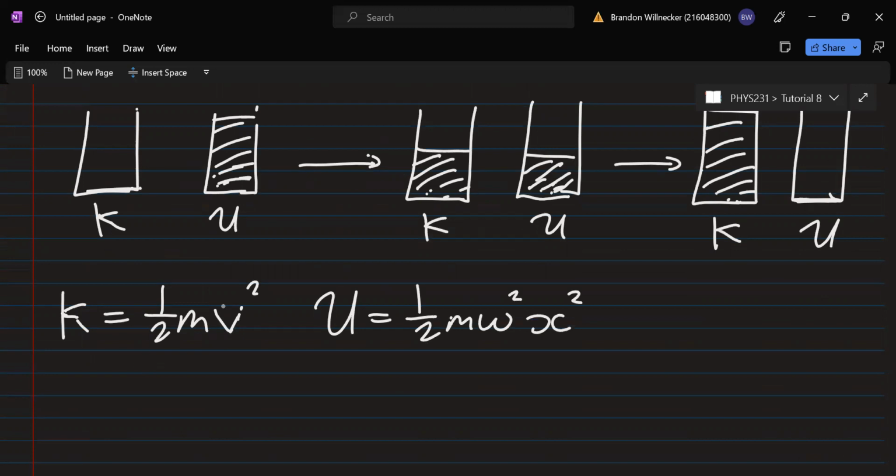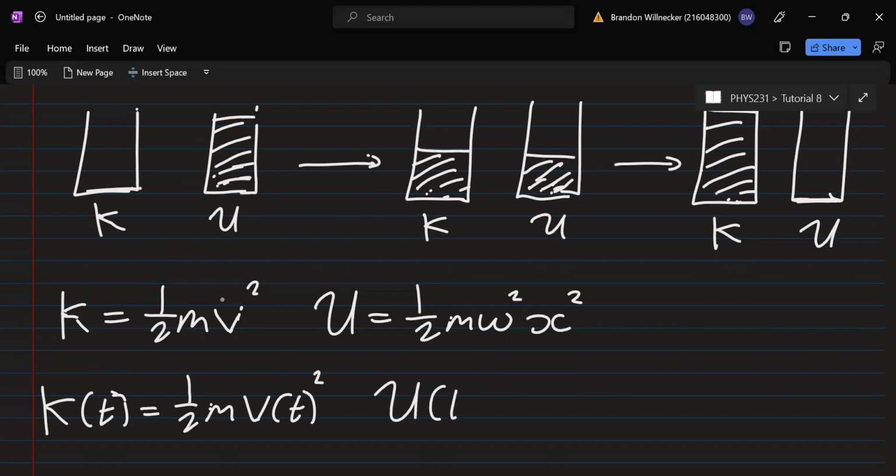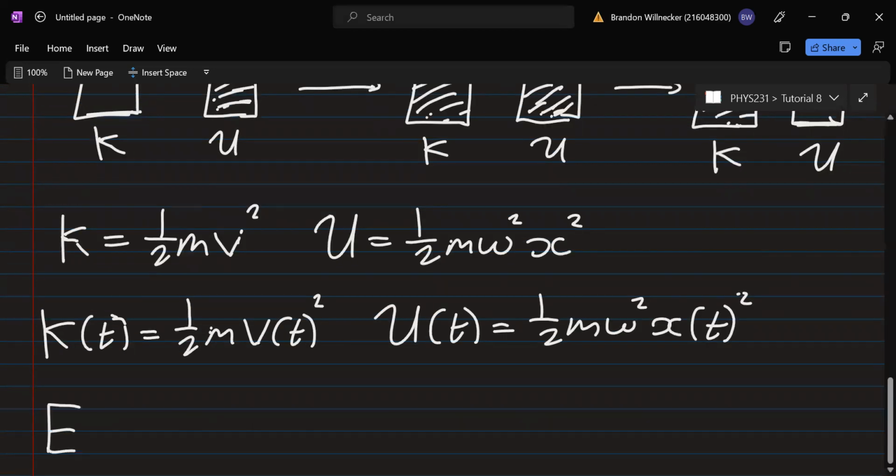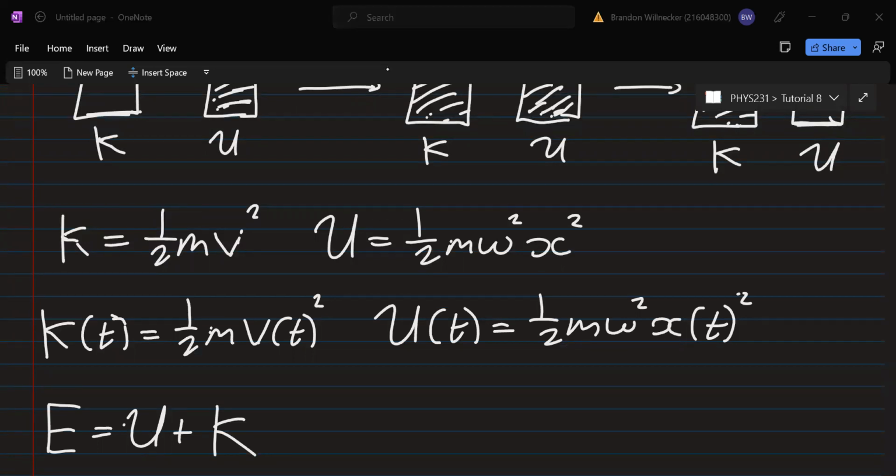Okay, but since x and v depend on time, we're going to have K of t is half m v of t squared, and U of t will be half m omega squared x of t squared. So individually, the kinetic energy and the potential energy depend on time. However, if we add the two together, we get the total energy, E, and that does not depend on time. So this U plus K, that's time independent.